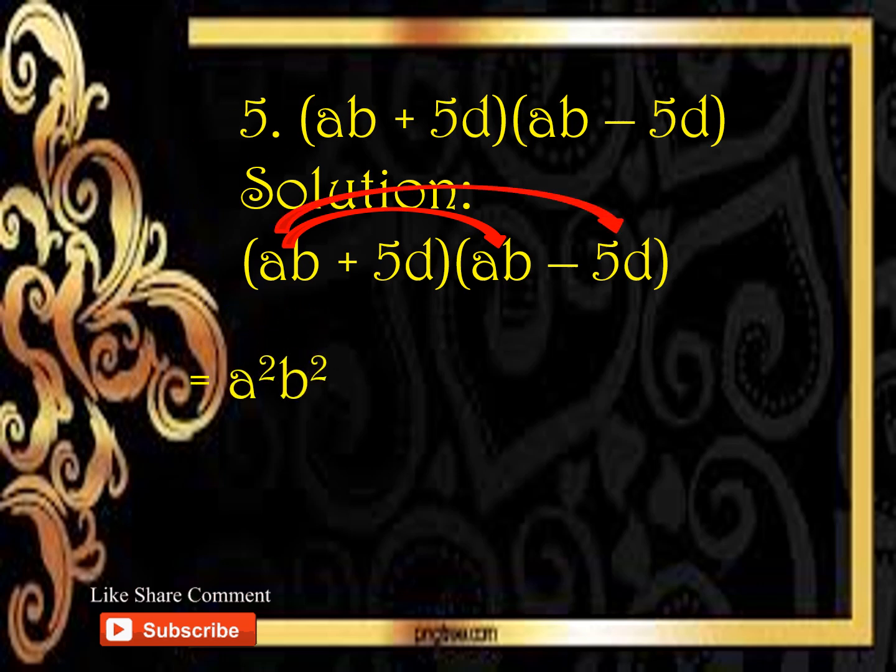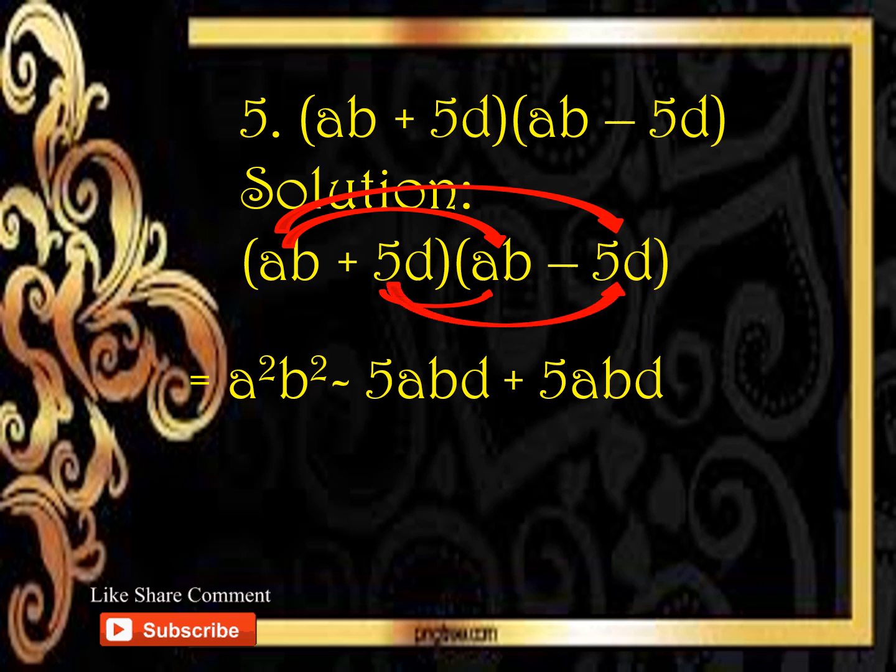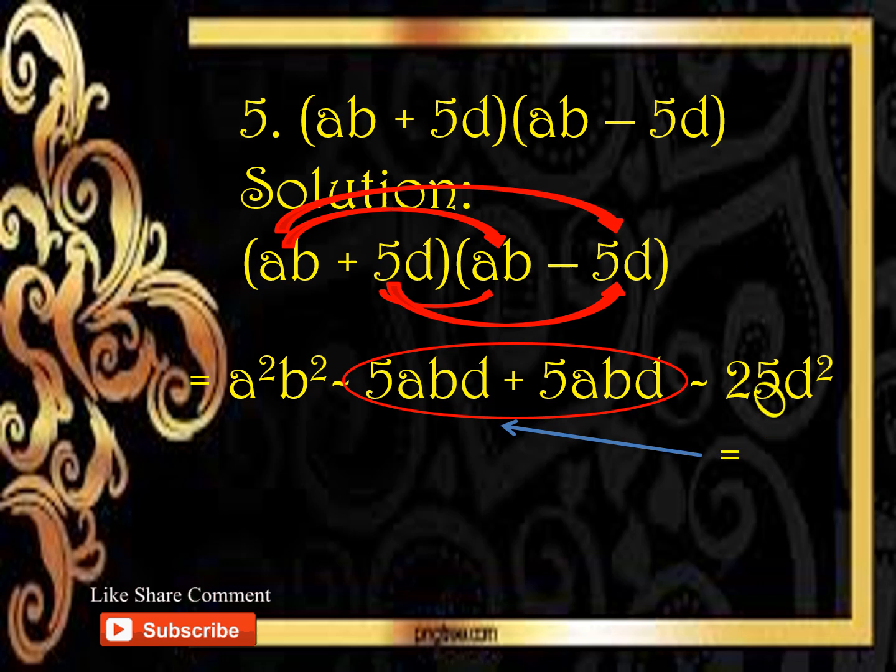AB times negative 5D is equal to negative 5ABD. 5D times AB is equal to positive 5ABD. And 5D times negative 5D is equal to negative 25D squared. So, the middle term is always equal to 0, since negative 5ABD plus 5ABD is equal to 0. So, the answer is A squared B squared minus 25D squared.